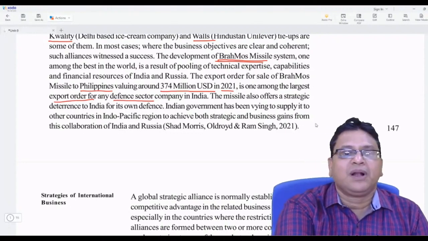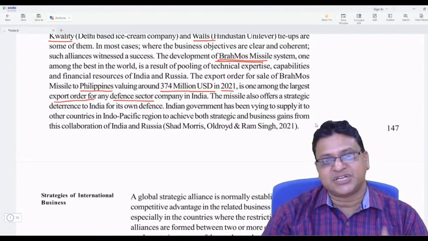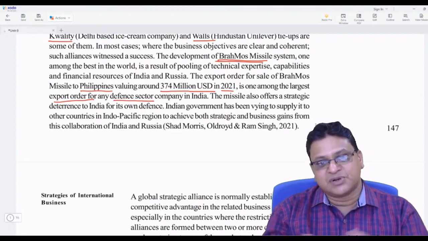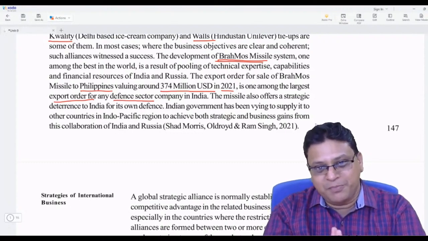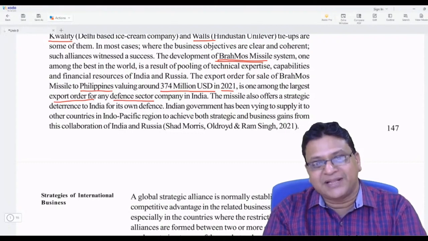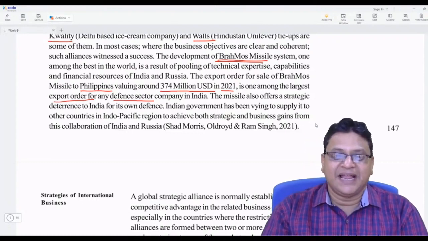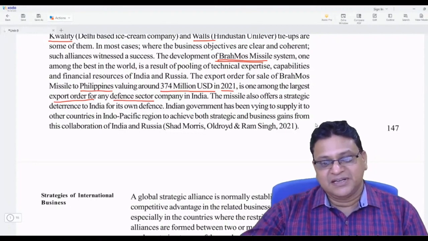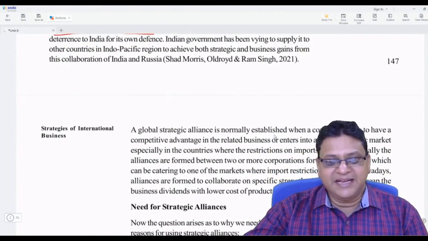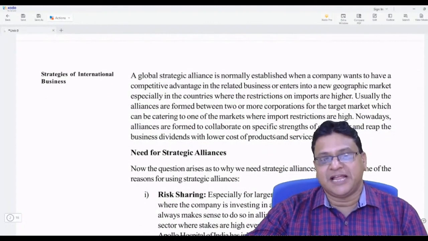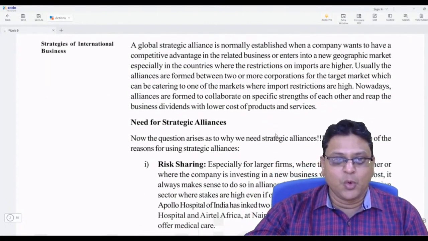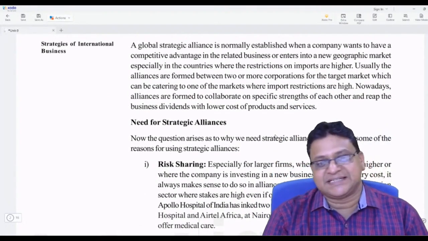So what happens in the case of an alliance? Two or more firms come together. They do not combine, but they come together to do a particular task. That is known as an alliance. Now, the alliance may be of different types. There can be a global strategic alliance.